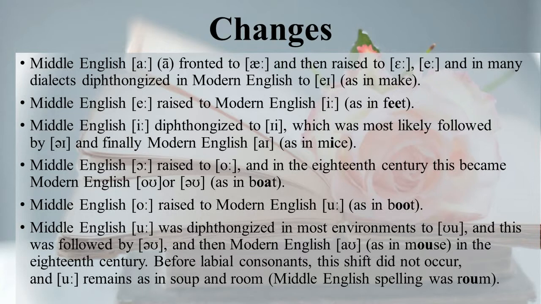In Middle English, A fronted to A ligature, and then raised to open E, and in many dialects diphthongized in Modern English to A, as in make. The vowel in the Middle English words in question had arisen earlier from lengthening of shortening open syllables and from French loan words, rather than from original Old English, because the latter had in the meantime been raised to Middle English open O.